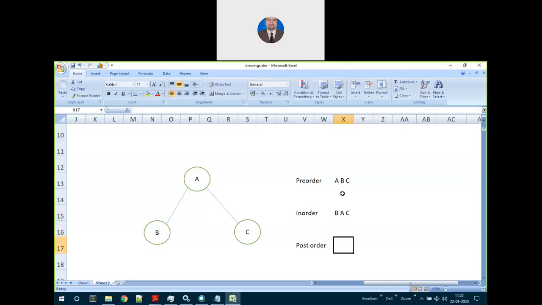So what about in the post-order? Post means after. The root or the parent has to be visited after visiting the left and right children, and then the parent. So it will be B, C and A. Understood this one? Yes.